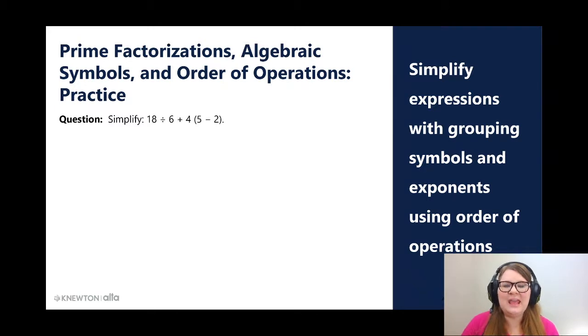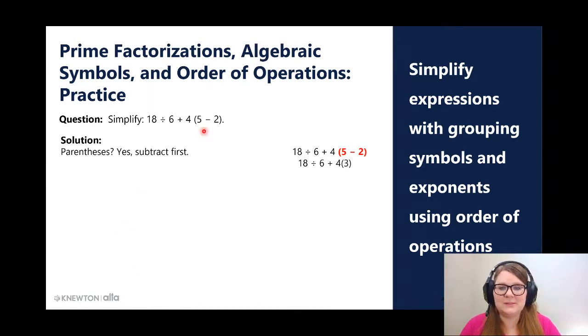We want to simplify 18 divided by 6 plus 4 times (5 minus 2). Where do we start? Well, PEMDAS tells us we start with parentheses. Are there any parentheses? Yes. So we're going to simplify inside of them first. This 5 minus 2, we're going to simplify that to be 3. Next we're going to ask ourselves, are there any exponents? No, there are no exponents. So we get to skip that step.